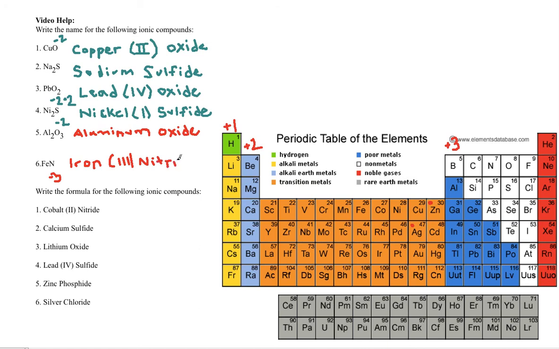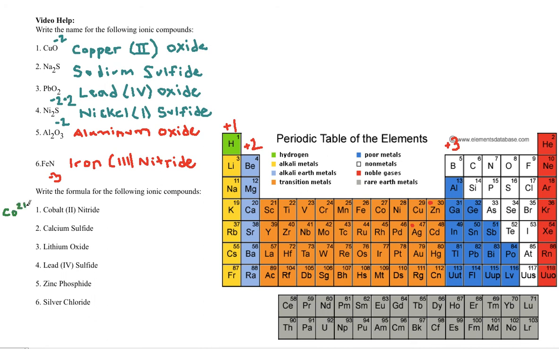Okay. For the next section, what I do is I'm just going to be crossing charges like crazy. So it's actually really nice and easy to write the formula. Okay, so I tell you it's cobalt 2 nitride. The reason why I needed this 2 is because you won't ever know the charge of cobalt unless I tell you. So you know cobalt has a 2+ charge.